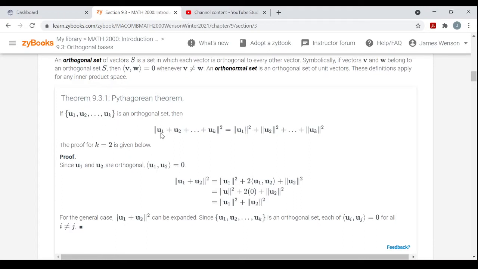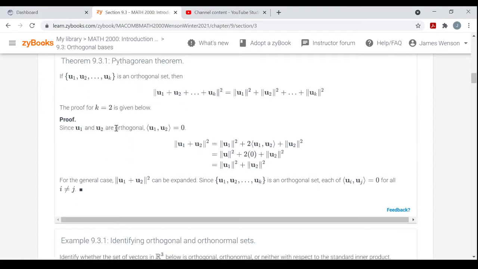Then the sum of all the vectors, their norm squared, which would just be the inner product of the sum of the vectors with itself, is equal to the norm of each vector squared separately added up. And here's a proof down here in the case when you just have two orthogonal vectors. And again, they tell you how it could be extended to k orthogonal vectors pretty easily.